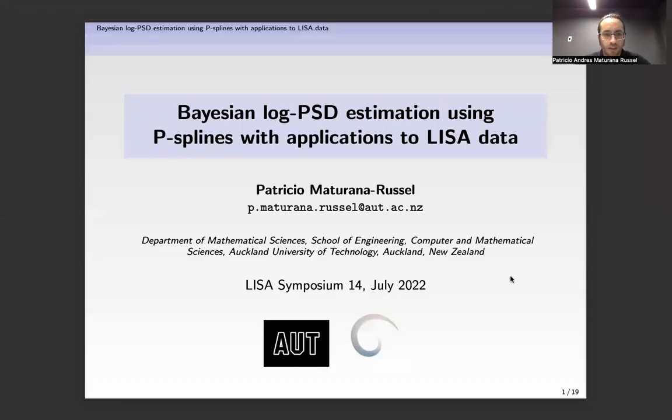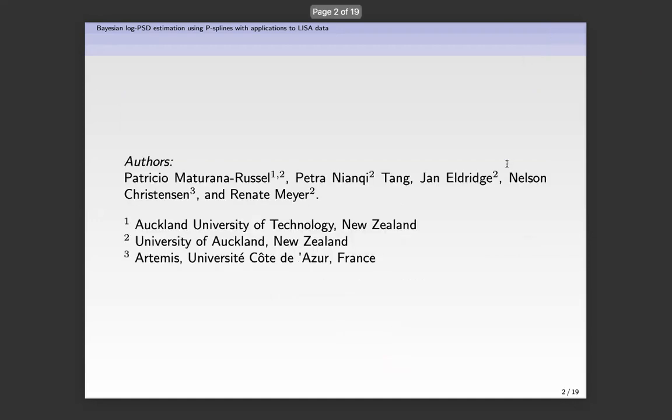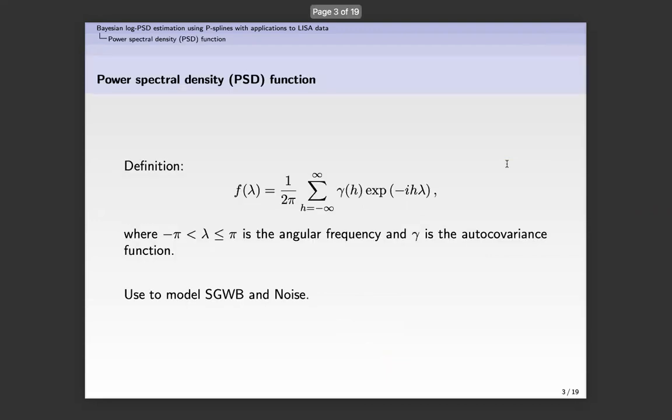Hi everyone. In this video, I'm going to talk about a Bayesian method to estimate the log PSD using B-splines with applications to LISA data. My name is Patricio Maturana, and this is a joint work with Petra, Jan, Nelson, and Renata.